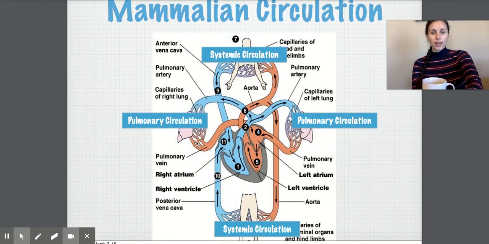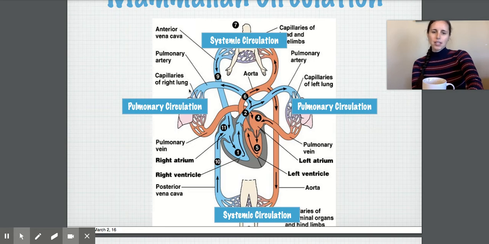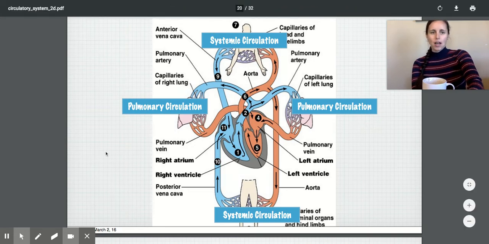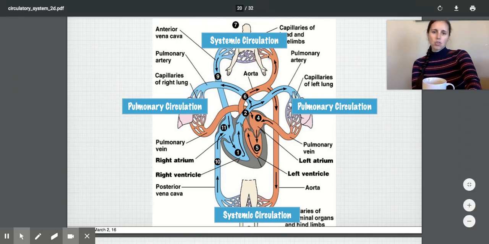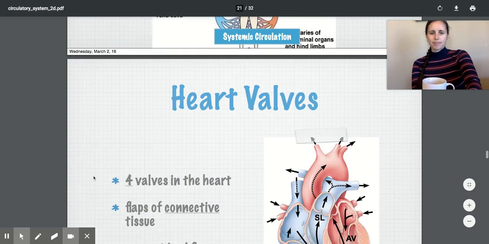So this is just in greater detail. It walks you through exactly every single step. Again, this is more of a grade 11 detail, but if you're really interested in biology or the circulatory system, this is a great diagram for you to look at.